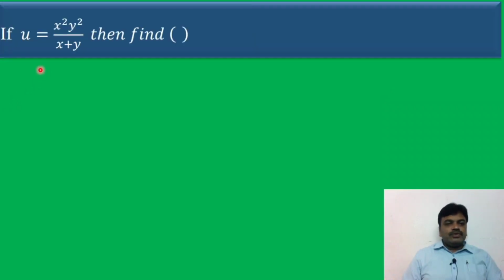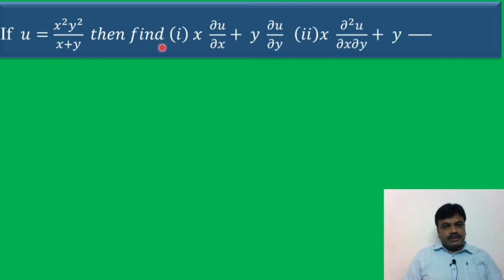If u = x²y²/(x + y), then find x ∂u/∂x + y ∂u/∂y. And what is the second problem, friends? x ∂²u/∂x∂y + y ∂²u/∂y². Okay, friends, ∂²u/∂y². Let us see whether the given function is homogeneous or not. Okay, let us see.